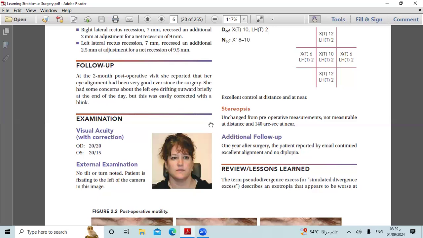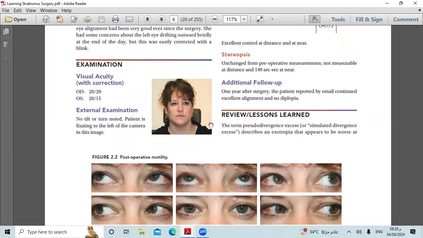Okay, you can continue. What exactly do you mean? Again, when a surgeon does a recession, sometimes we iatrogenically shift the belly of the muscle, upshift or downshift. If you shift the lateral rectus downward a few millimeters, you will have hypertropia after the surgery. Oh, thank you.